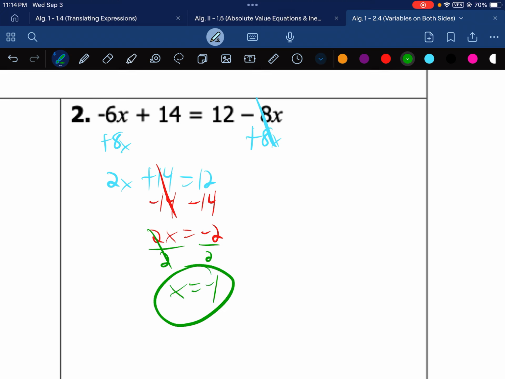Now I want to mention, if you had happened to move your 6x from left to right, you'd have to move your 12 from right to left. So that way the numbers are on the opposite side of the variables, and all that would change is in this step here, you would end up having this is positive and this is negative, and so you divide by a negative 2 and still get the same answer.